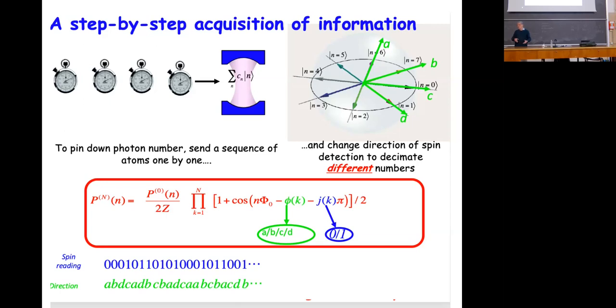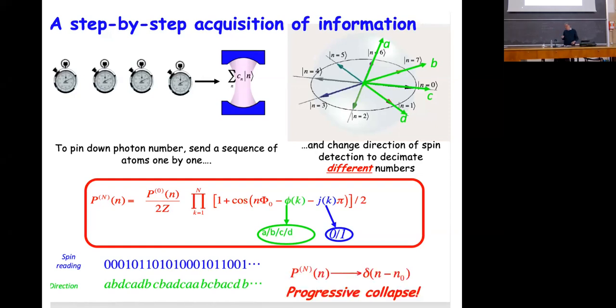But the result of this random decimation makes you end up with a given n. And if you do it again, you will find a different n. And a third time, you will find another n. And if you make a huge number of such complete measurements, you will reconstruct the Poisson distribution of the initial state. That is what I show on the next slide.